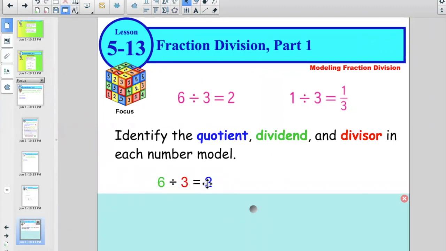6 divided by 3 equals 2. I've color-coded them to show which ones they are. So here in 6 divided by 3 equals 2, our dividend is 6. Our divisor, the number that we're dividing by, is 3. And our answer, the quotient, is 2.